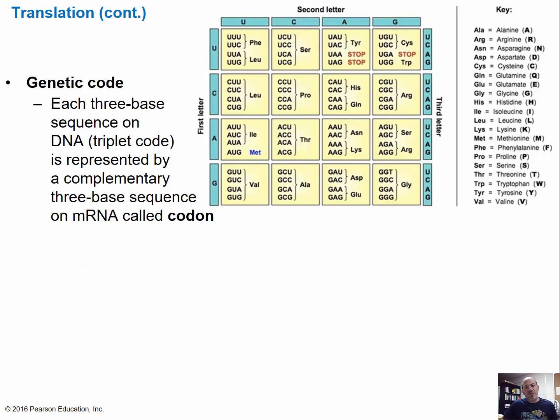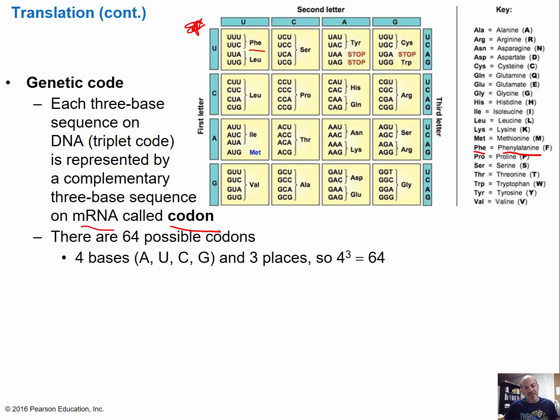Each 3-base sequence on the DNA, the triplet, is represented by a complementary 3-base sequence on the mRNA. We're going to call that the codon. So really, the genetic code that we have printed right here that you'll see in many biology textbooks is based on the triplet code on the mRNA, which is called the codon. This chart shows that there are 64 different possibilities. And so this chart shows a codon that has UUU in it, or 3 uracils in a row. Then that would code for the amino acid PHE, which stands for phenylalanine over here. The definitions for the abbreviations are there on the right.